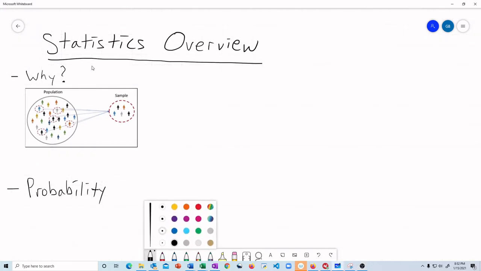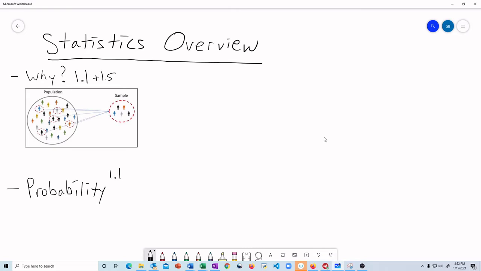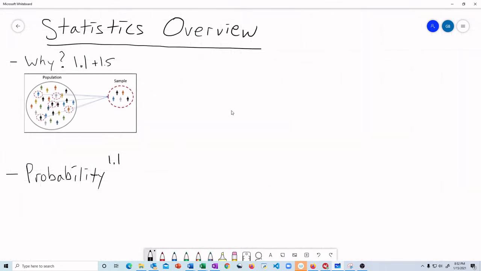1.1 and also 1.5. So 1.1 and then a little bit of 1.5, and this is also in section 1.1. So this will kind of get you started. Then you can start looking at the book, you can start looking at the other resources, the weekly activity, the homework problems, all that stuff.